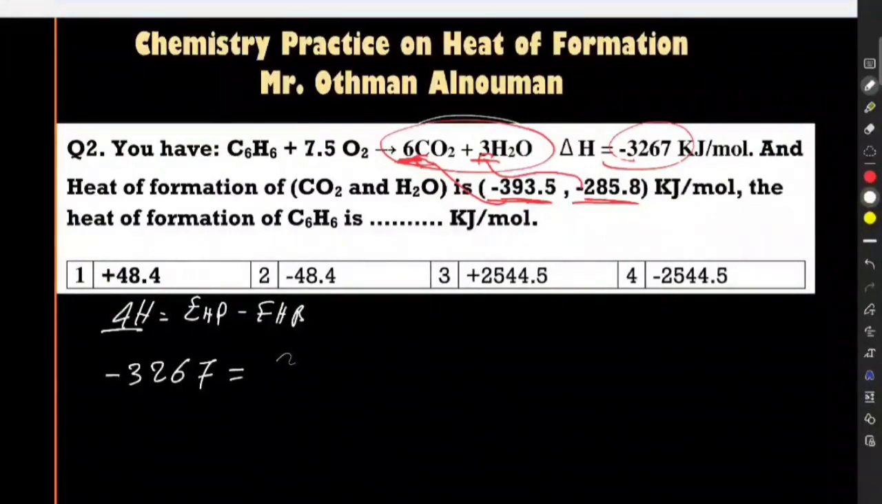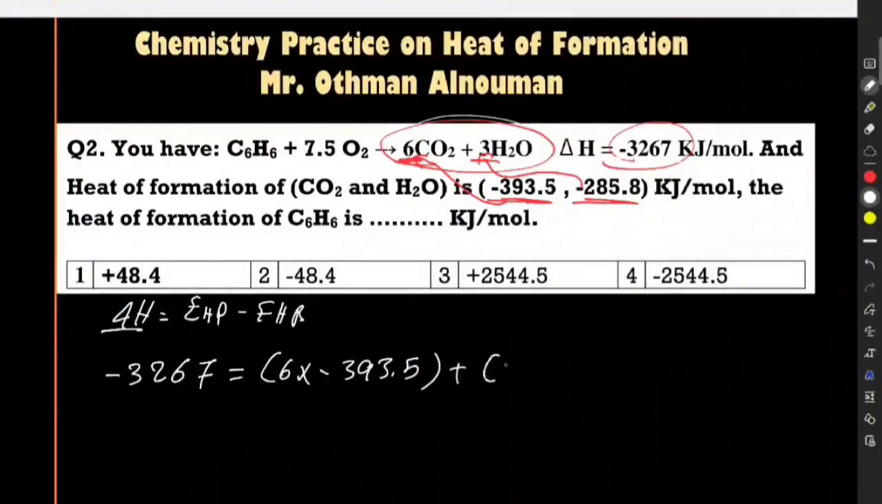So if I say 6 times negative 393.5 plus 3 times negative 285.8, now let's add them together.